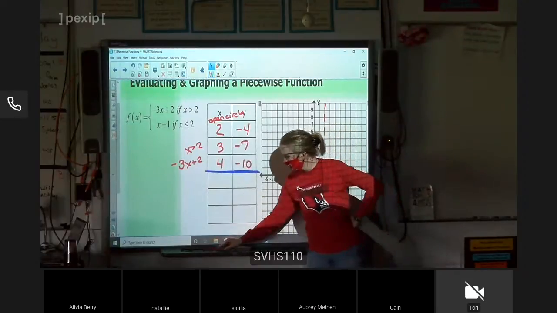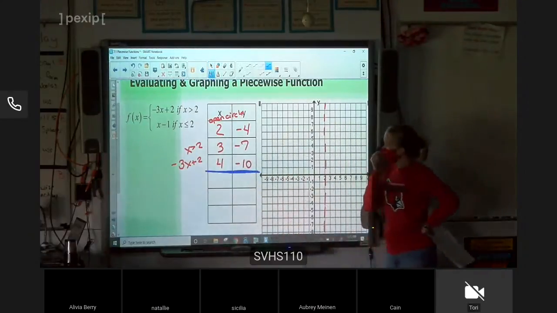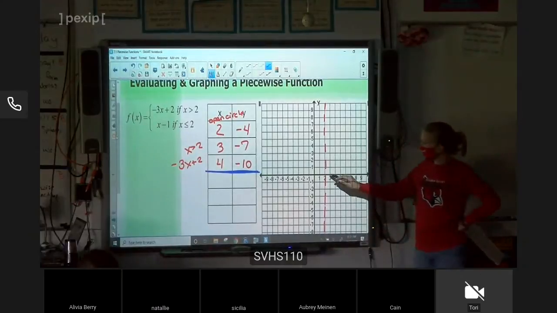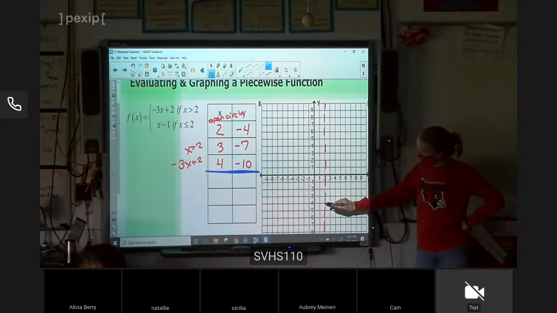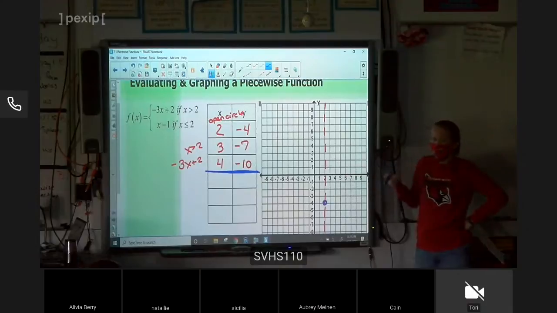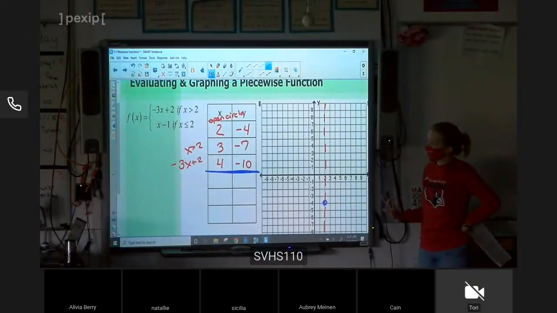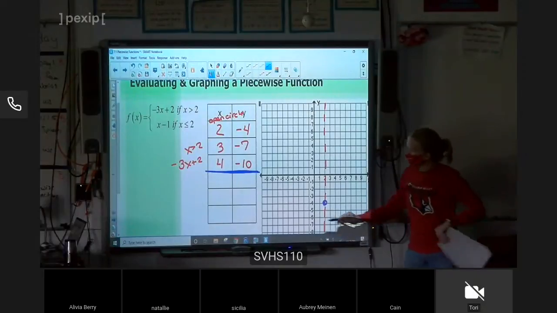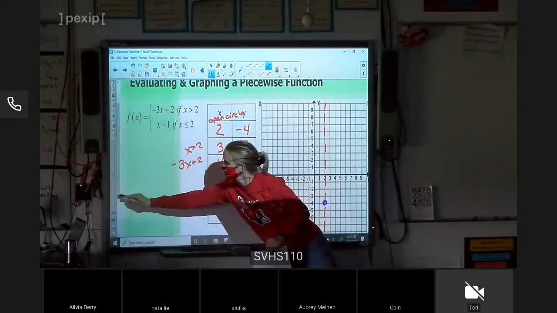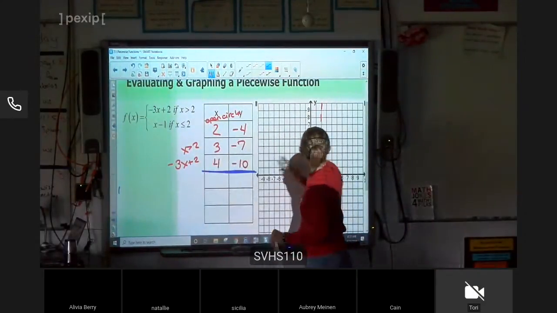So for my graph, I'm going to use an open circle on the point 2, -4, because technically I want x to be greater than 2, not actually equal to 2. I'm going to be graphing to the right because that's where my numbers are greater than 2. So then I have 3, -7. These would be closed circles, yeah.